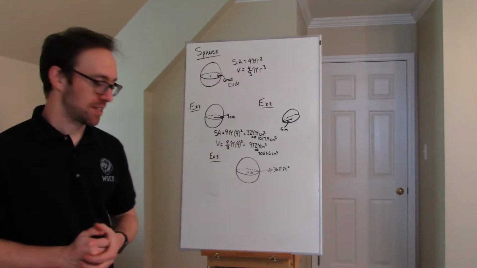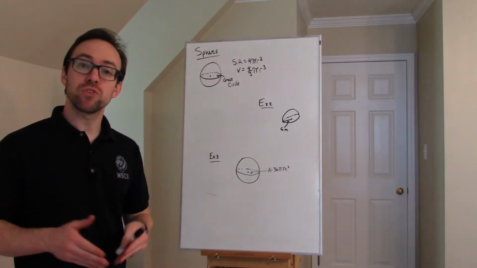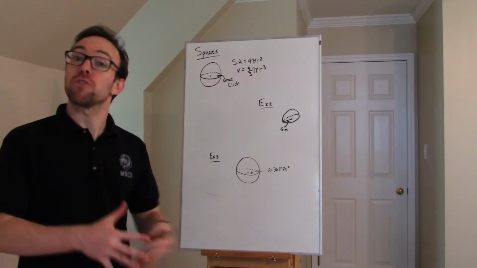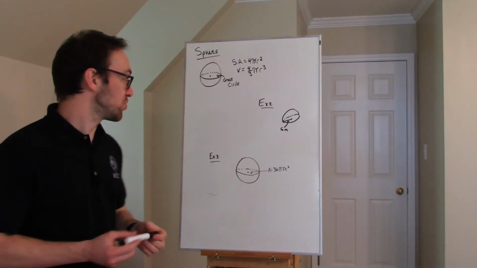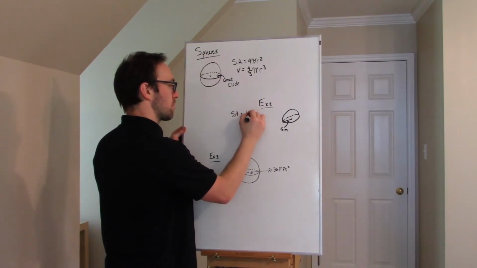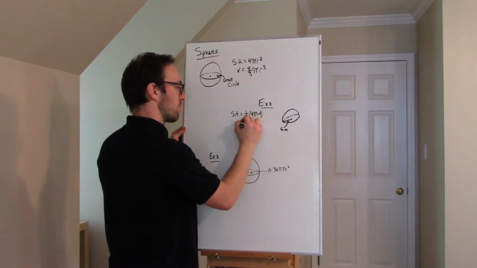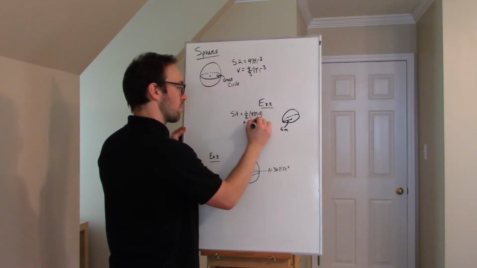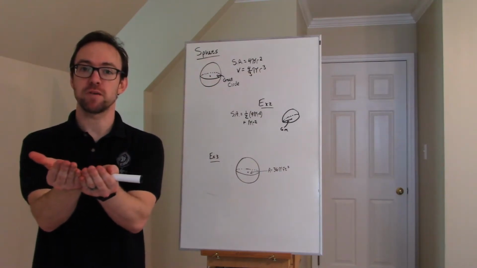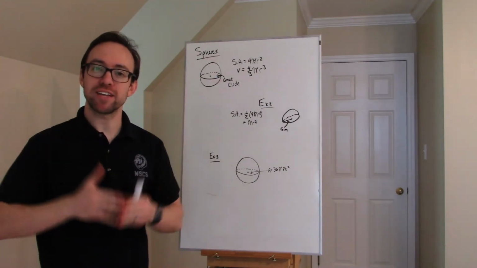Now example 2. Example 2, we have a hemisphere. So for the volume, you simply take half. But for the surface area, what we're going to have to do is we will take half of the spherical surface area and then add the circle that creates the hemisphere.